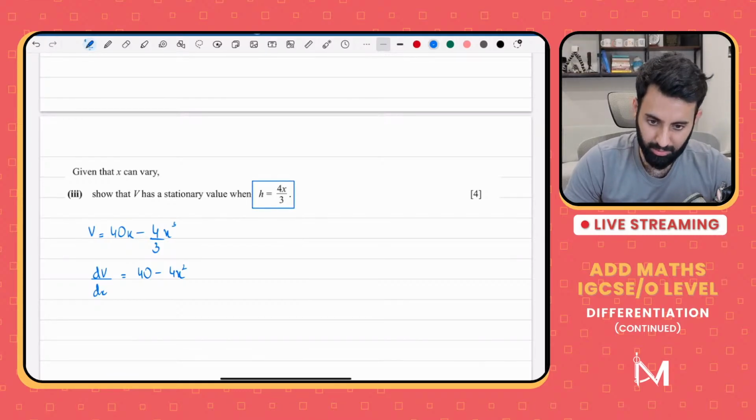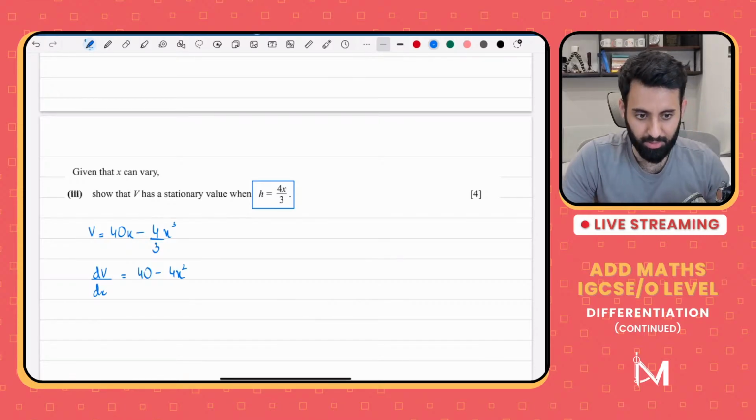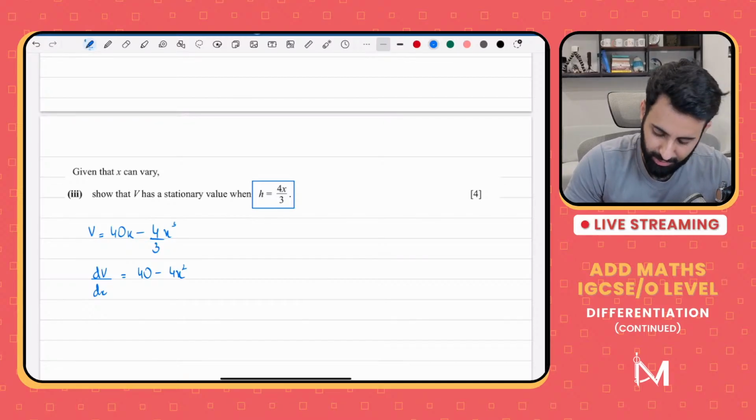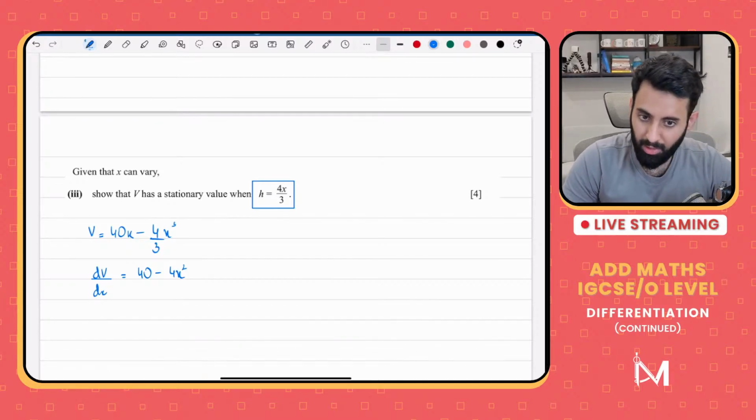4x upon 3. So what I'm going to do now is make x the subject. Okay, so from this, I'm going to make x the subject, and if I plug in that value of x into the equation, the answer should turn out to be 0. Okay, so let's do that.